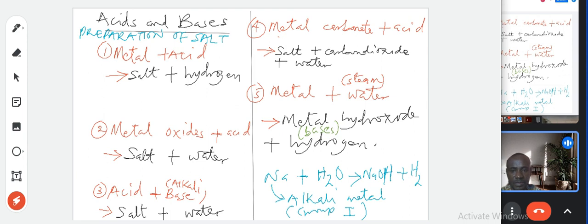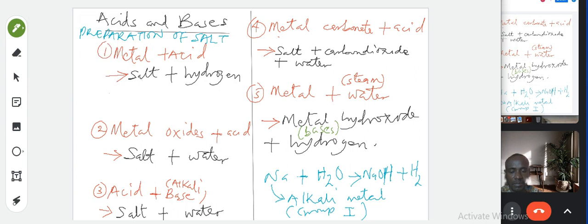Let's look at some of these rules you will need. For instance, preparation of salt. There are many ways you can prepare salt. One of the ways is the reaction between metal and acid, which gives you salt plus hydrogen. Can you write an example? Give me an example.